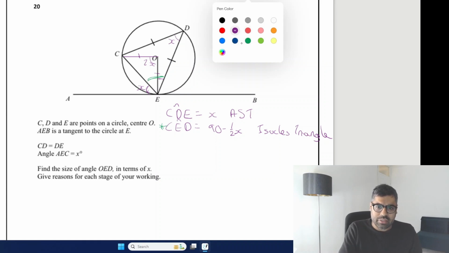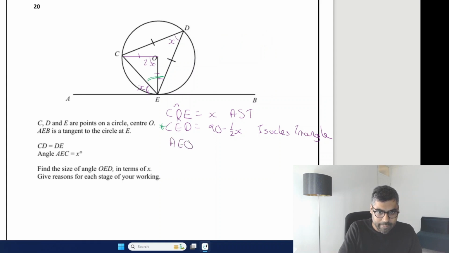Okay, so what else is going on? We need to work out angle OED. So if we just knew CEO, it'd be very easy for us to work this out. Actually, we do know CEO because we can see this is a right angle here, because the angle where the tangent meets the radius is a right angle. So that means that let's put AEO equal to 90, where tangent meets radius. So you know that's equal to 90.